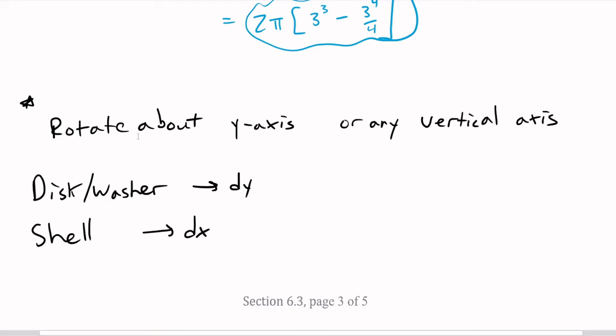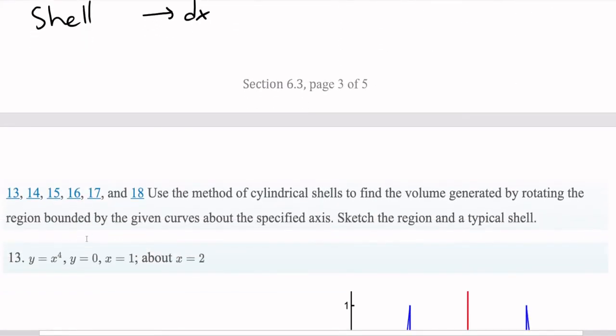That's it. So if we rotate about the y-axis or any other vertical axis, if I'm okay using y's in my radii, my heights, or in this case just my radii, then let's go disk washer. If I'm like, no, that's not going to work, then we can use x's, but it's going to be the shell method. All right, let's try another example.